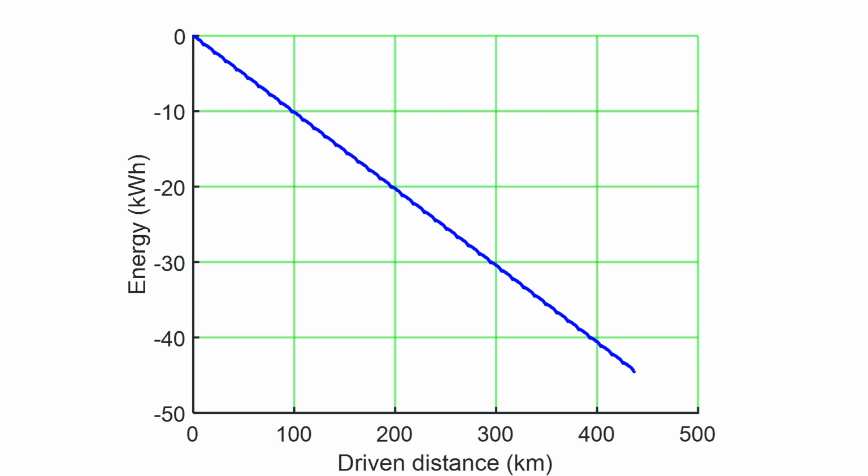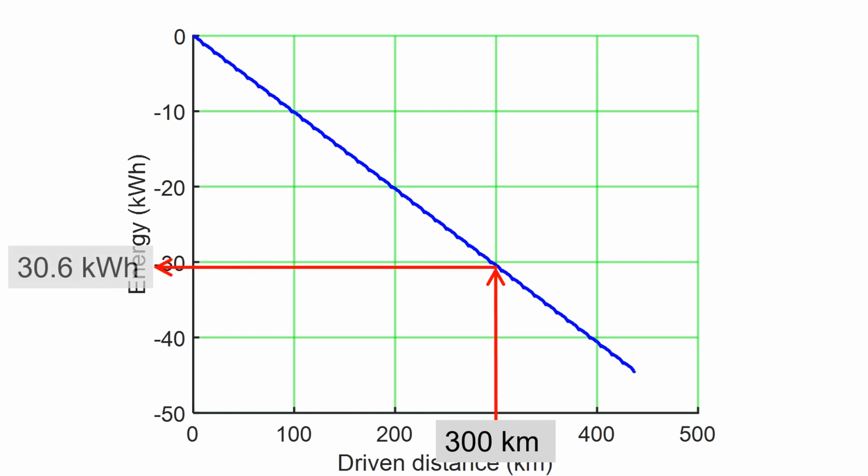Now we can use this energy curve to determine the energy requirement. We look at the required driving range of 300 km, and then we read the energy which the battery needs to deliver at its terminals. In this case, 30.6 kWh is sufficient.